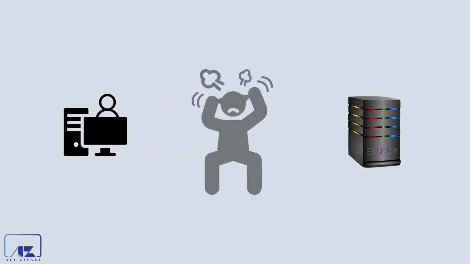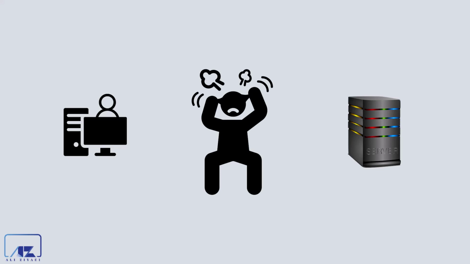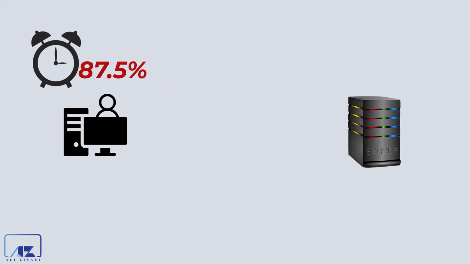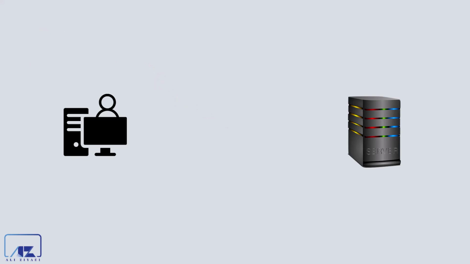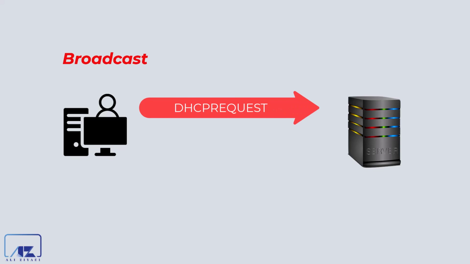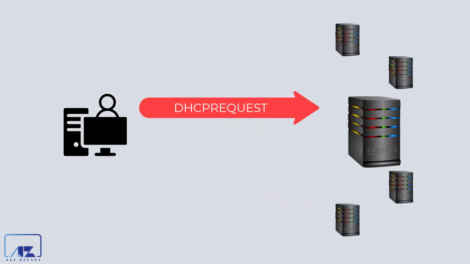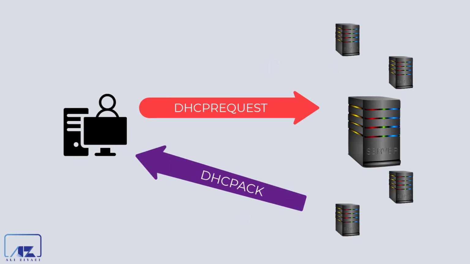If at the 50% time of the lease, the client cannot reach the DHCP server, maybe the DHCP server is down or the client is not in the same network, the client will wait until 87.5% of the lease time. At that point in time, the client will send a broadcast request. This time, client sends the request to all available DHCP servers on the network. It sends the request to the entire network, hoping to hear from any available DHCP server. But the only difference that this broadcast has is that this broadcast request is for a renewal, not a new lease.